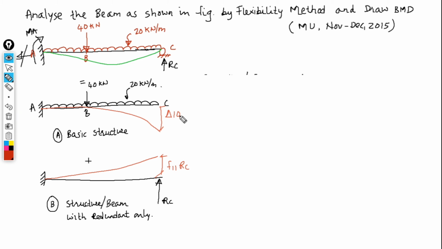Or you can say delta 10 plus F11 RC should be equal to 0 in order to have vertical deflection 0 at joint C. And you see in the course of this solution, the RC is replaced by 1 kilonewton. So deflection will be F11 into 1. Later on, when we write the compatibility equation, this 1 is replaced by RC.